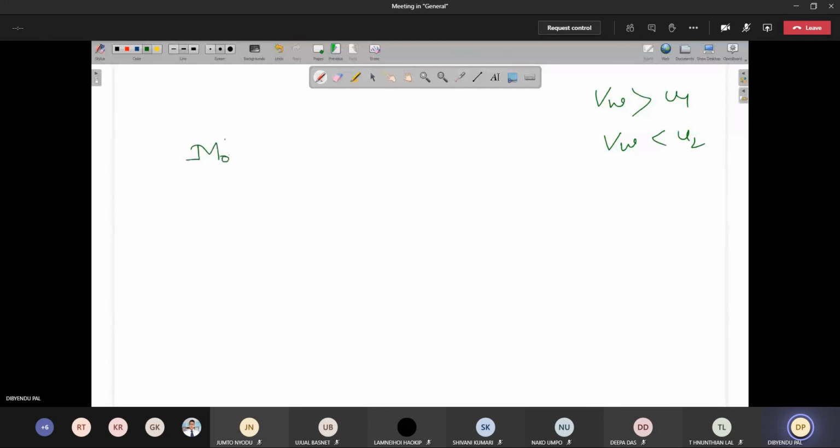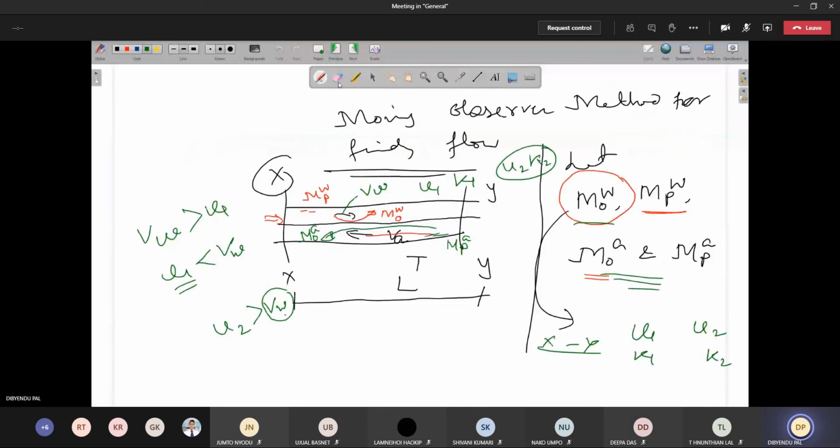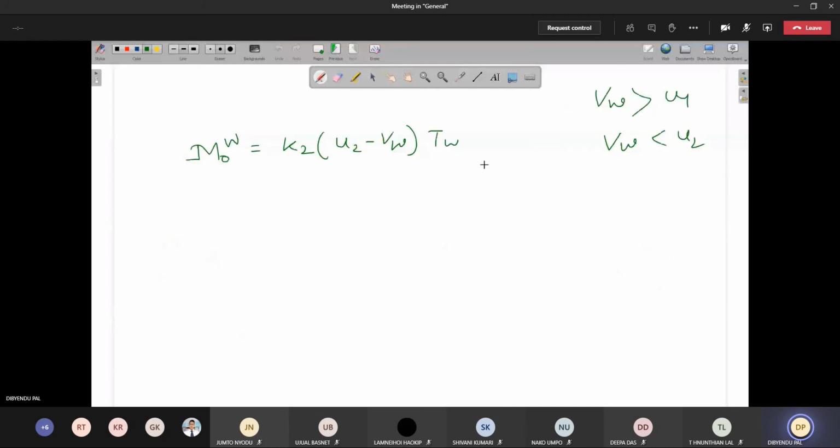So what is this? There is a term I am using, and I will tell you what the term is. This is equal to k2 into u2 minus bw into tw. One more thing: let the total time taken by the vehicle while moving with the stream be tw.